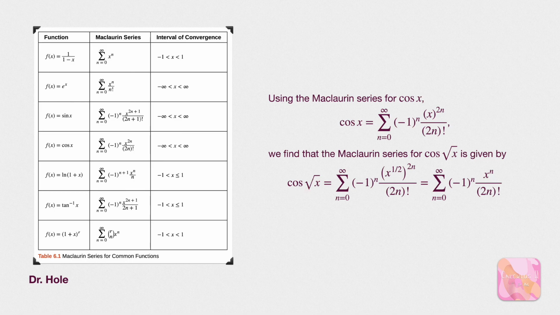Note that this is really nice in the sense that x under a radical is the same thing as x to the 1/2. Cosine being an even function, we're taking only even powers of x. Now we're taking even powers of x to the 1/2. And so the Maclaurin series for cosine of radical x involves all powers of x.